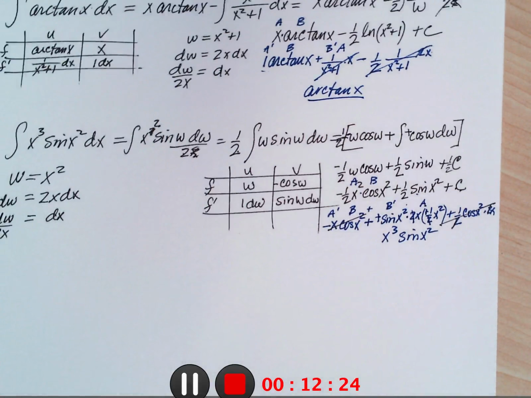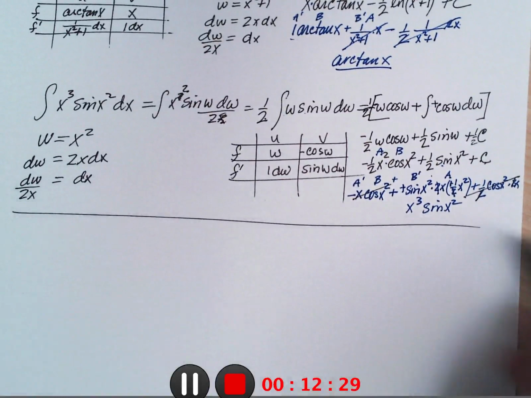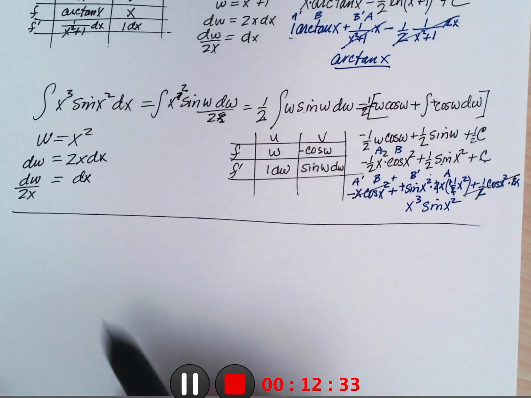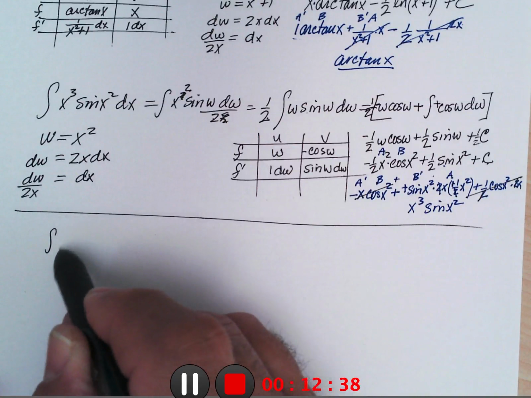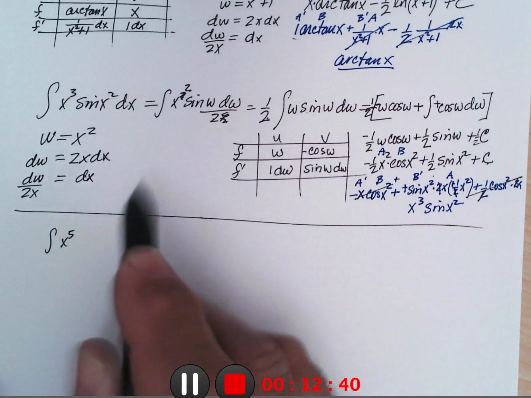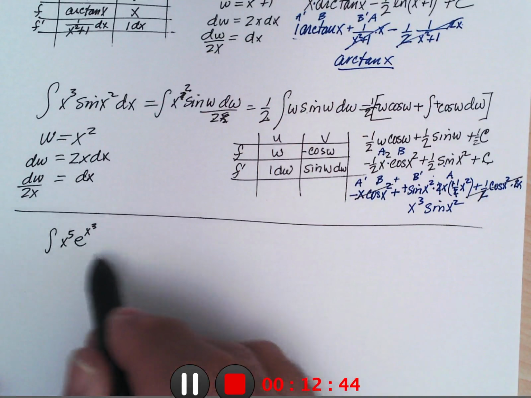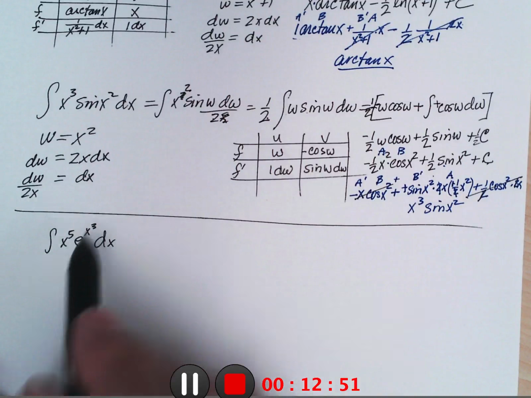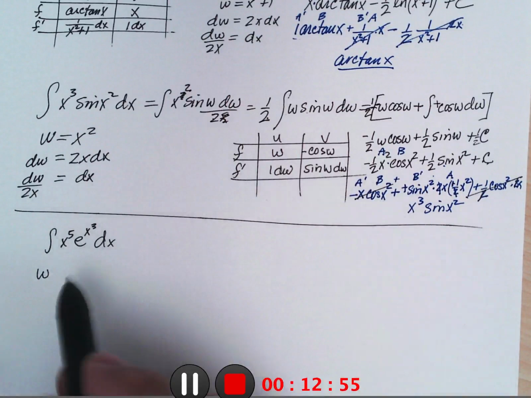Okay, now let's do another one. Because I did it in class, I'm trying to go through it in case you were unable to attend or need to review it again. So now I'm going to do the integral of x to the fifth e to the x to the third dx. And they want you to split this up. I'm just going to say, okay, I'm going to let w, since I might have to do some u, be x to the third.